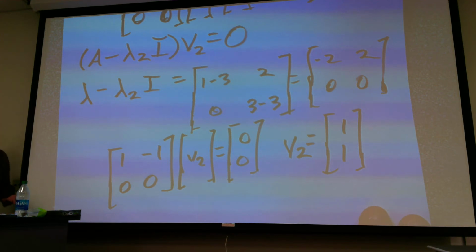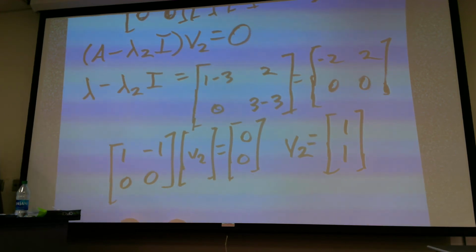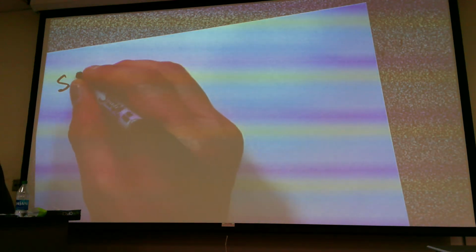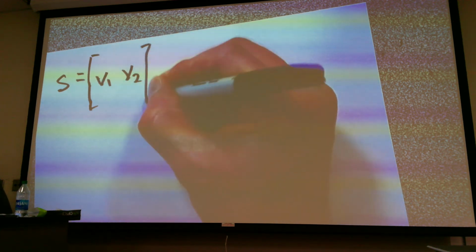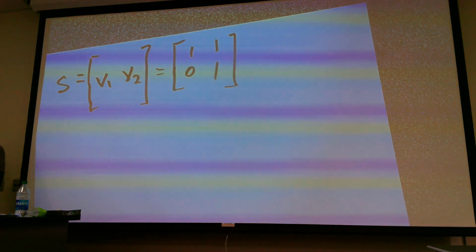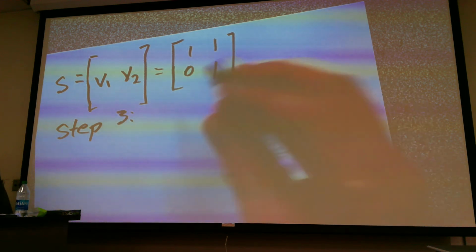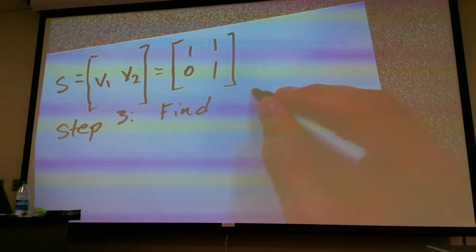Okay, so we found V1 and V2. Since we found lambda 1, lambda 2, V1, and V2, that's going to give us S. So I'll write it down again. V1, V2 is going to equal 1, 0, 1, 1. All right? Now step 3. Find S inverse.